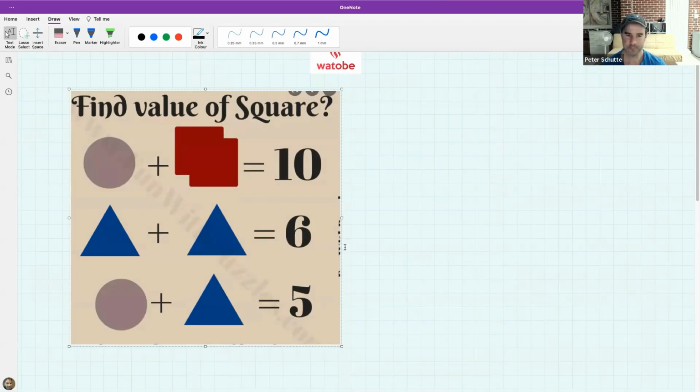Rachel. Nice. And then once you've got back from your stretch, so I'm standing up to do my stretch, I want you to apply your brain to the brain break. Can you find the value of a square? So in this question, what's the value of a square?